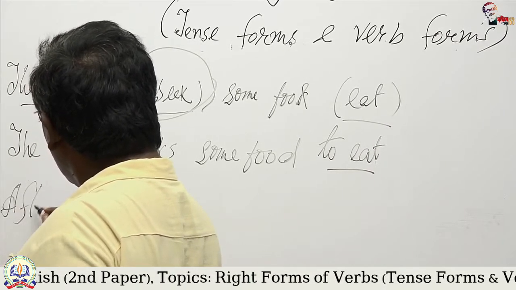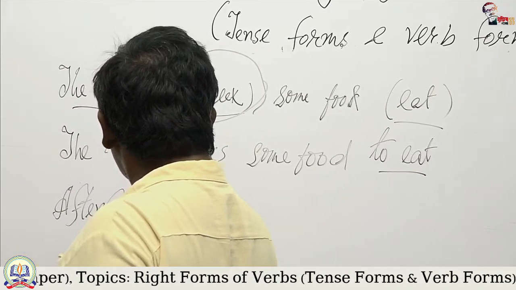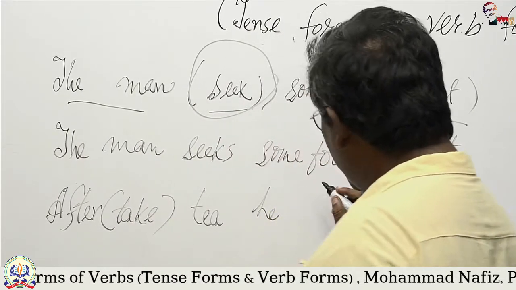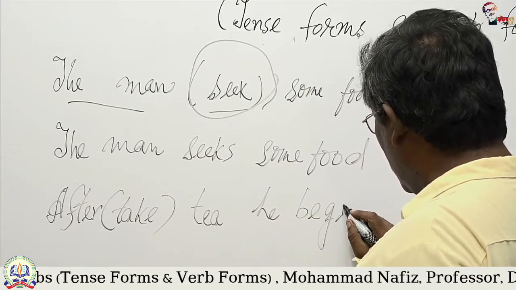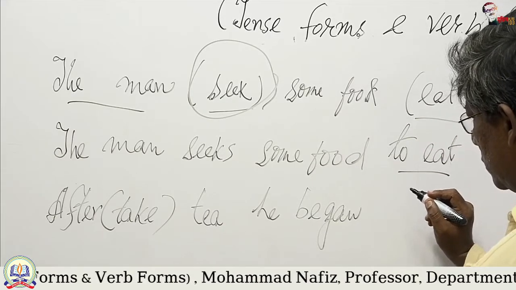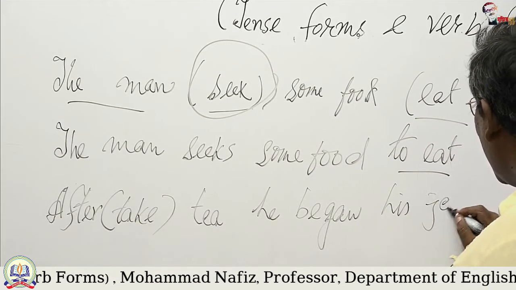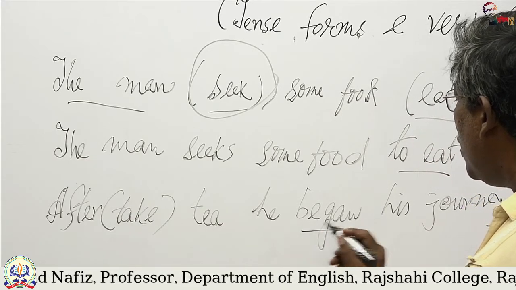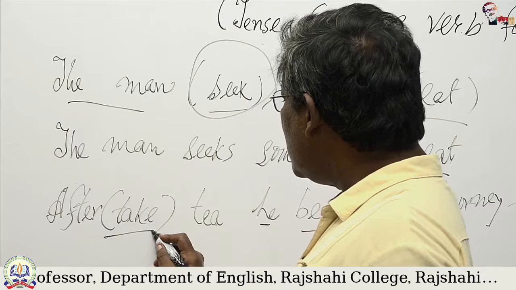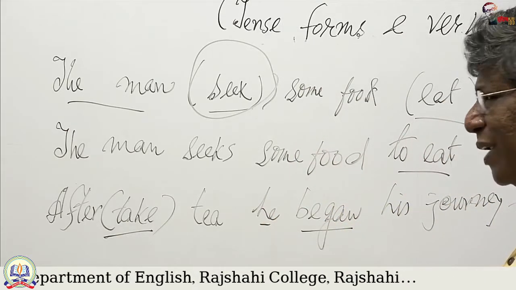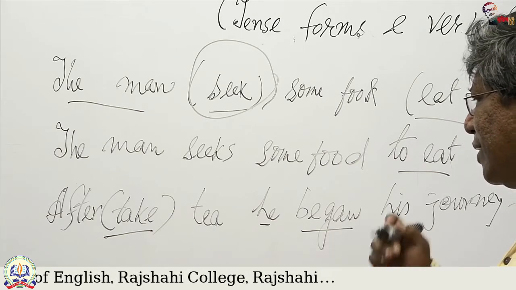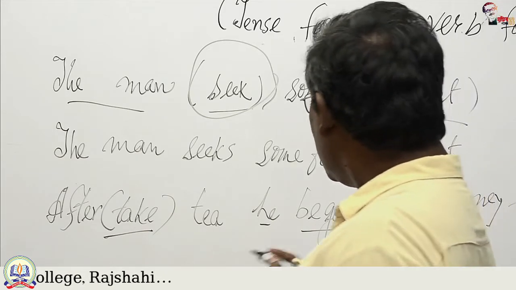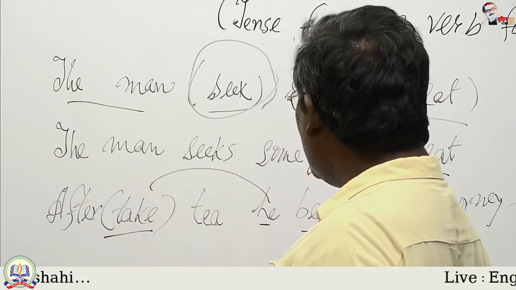Similarly, after, take, tea, he began his journey. Well, I have already written the finite verb of the subject he, but just look at the verb take. Take does not have any subject. Therefore, take is the secondary verb of the subject he.